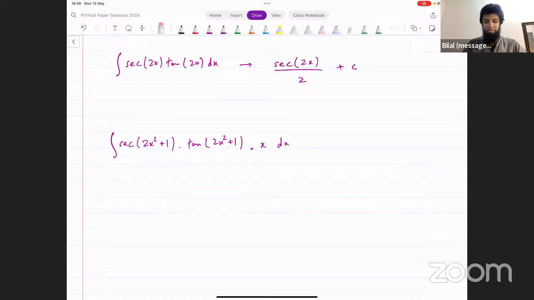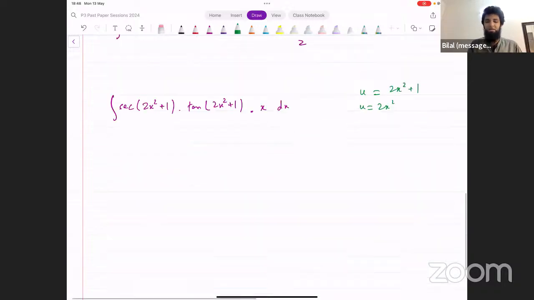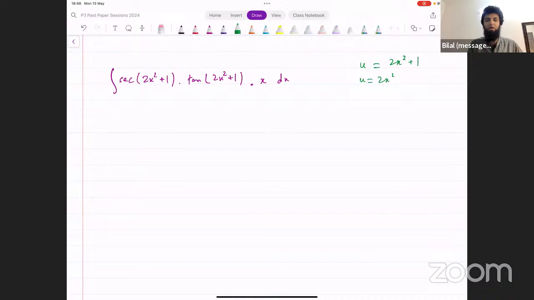So if you get something like this, they will ask you to use a substitution like this, perhaps u equals 2x squared plus 1. They'll ask you to use this substitution. So it could be u equals 2x squared plus 1. It could be u equals 2x squared. Using one of these substitutions, then you can integrate this. But you can't do it directly like this. If you had something non-linear there, they would give you a substitution for that. Okay.